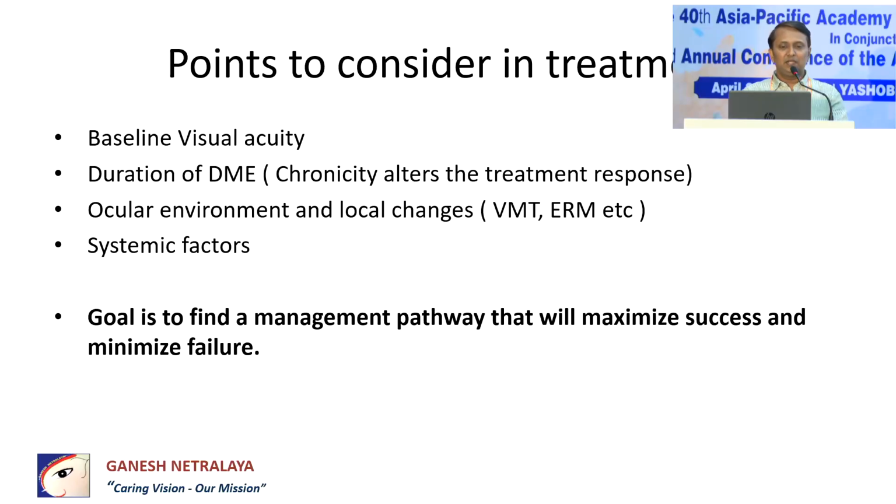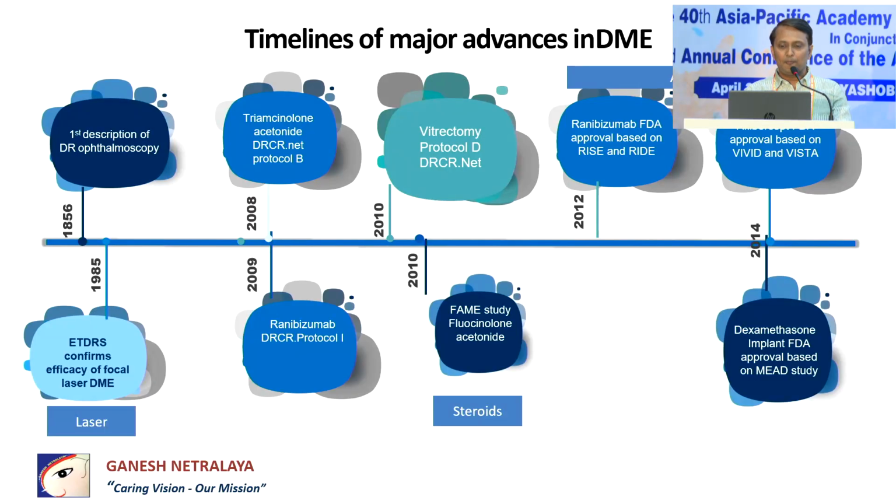The points you consider whenever you are treating a DME, as a routine in any other DME, are the baseline visual acuity, the duration, the ocular environment as local factors, any VMT or ERMs, or any systemic factors. The main goal is to find a management pathway that will maximize the success and minimize the failure. These are the various advances which took place in DME.